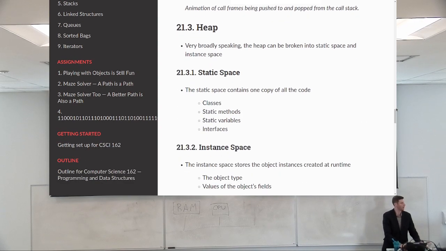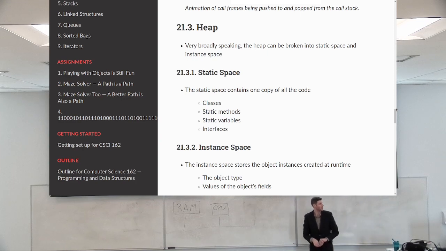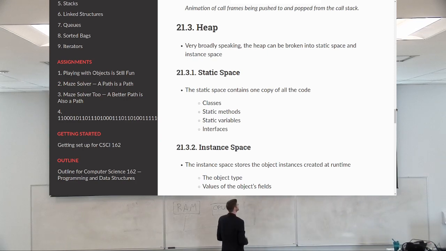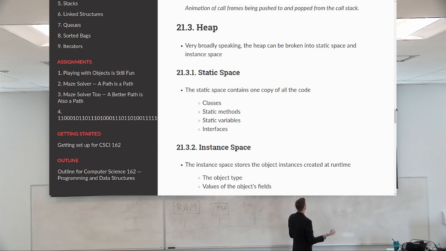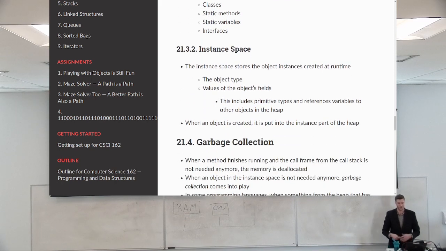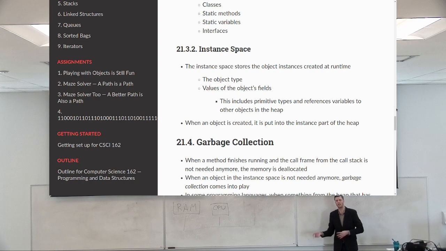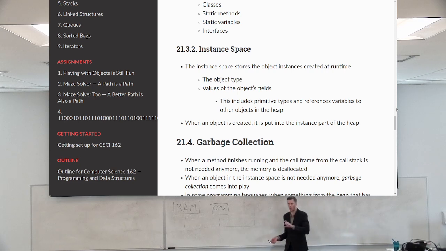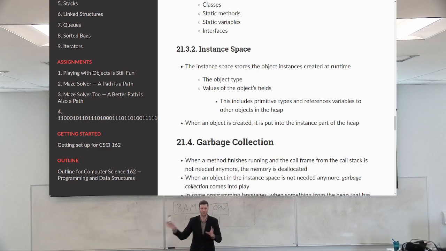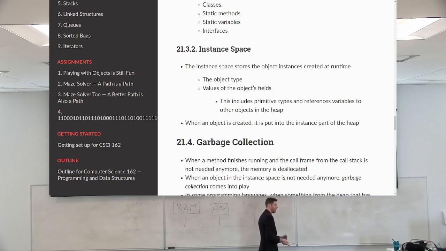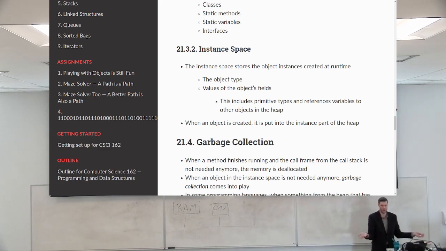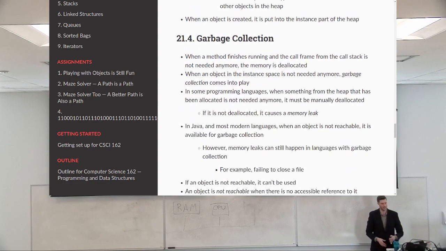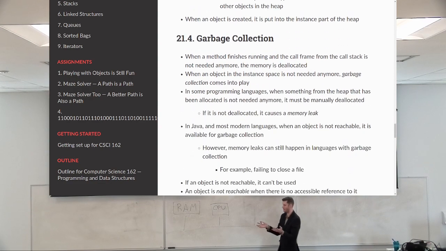The heap, very broadly speaking, can be broken down into the static space and the instance space. The static space contains one copy of all the classes, static methods, static variables, interfaces. And the instance space is where we store the objects that we've created at runtime. Runtime meaning that chunk of code that ran said, go make a new array indexed bag, and it got created and ran, and we had a reference to it. Garbage collection happens, so we've got all of this space in that heap for dynamically allocated stuff. But it is a finite amount of space.